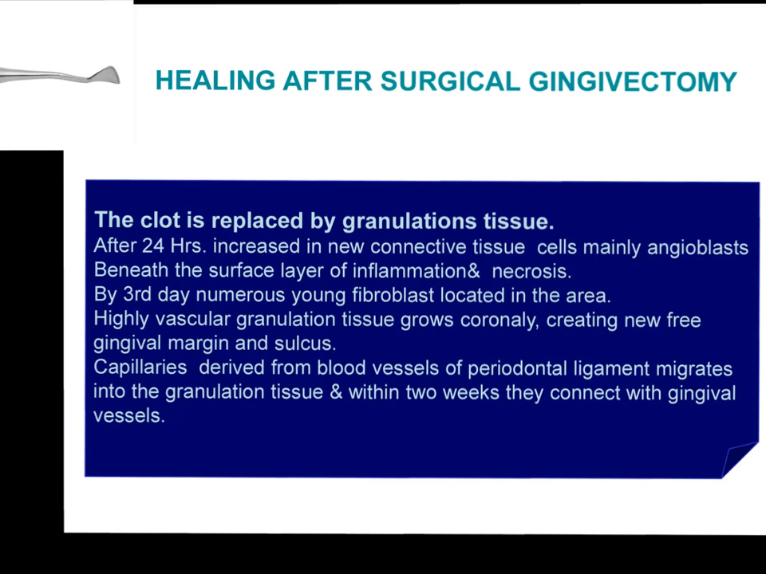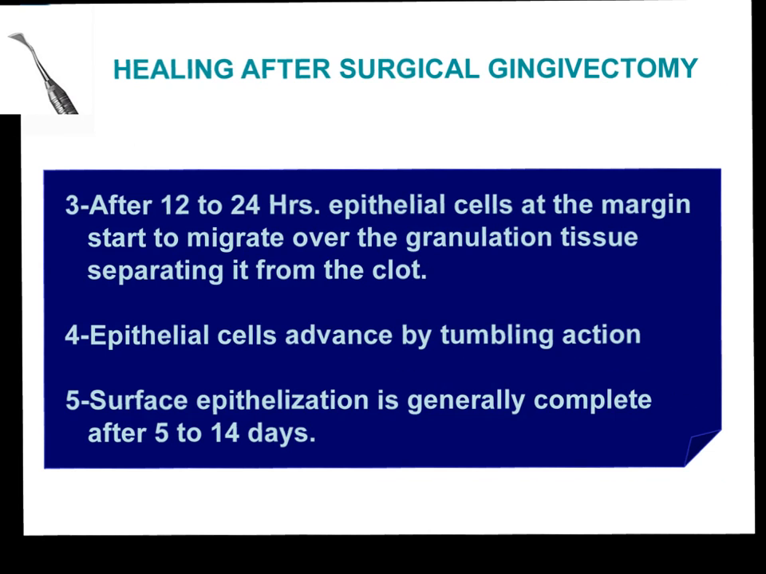Capillaries derived from blood vessels of the periodontal ligament migrate into the granulation tissue, and within 2 weeks they connect with the gingival vessels. After 12 to 24 hours, epithelial cells at the margins start to migrate over the granulation tissue, separating it from the clot. The epithelial cells advance by tumbling action. Finally, the surface epithelialization is generally complete after 5 to 14 days.